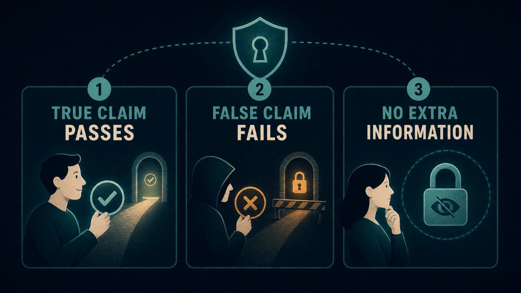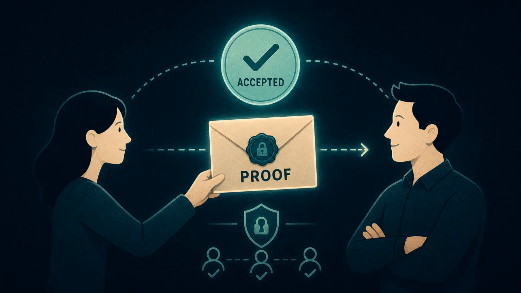Cryptographers usually describe this with three ideas. If the claim is true, an honest prover should pass. If the claim is false, a cheater should almost never pass. And if the claim is true, the verifier should learn nothing except that truth. The first idea is completeness. If Alice really knows the secret and everyone follows the rules, Bob should accept the proof. A good proof system should not punish honest people for having the right answer.